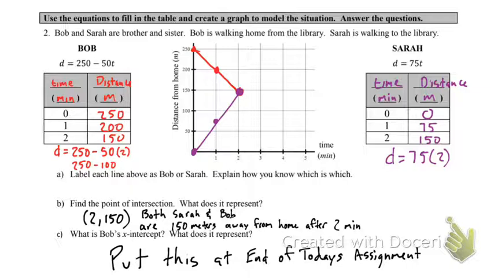What is Bob's x-intercept? What does it represent? We're looking at Bob up here. Bob is red. His intercept is 0, 250. I'm not going to write this in, I'll just say it verbally. This says that Bob is 250 meters away when he starts to walk. So he's 250 meters away from home when he starts going home. That's kind of how you fill this in.